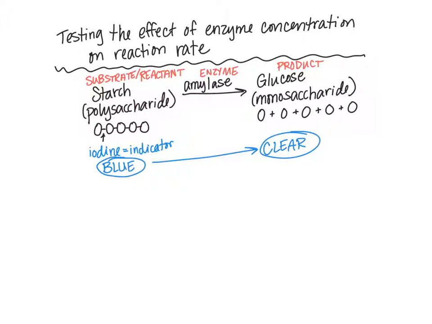Now, to actually measure this change, because we want to be quantitative and not qualitative. So remember, quantitative means that we want numbers. We don't want to just say, oh, look, it's turning from blue to clear. We want to know exactly how much blue is in our sample and how quickly the blue is changing to the clear color. So we are going to use a machine or a tool called a spectrophotometer.